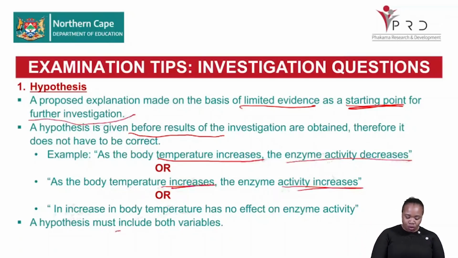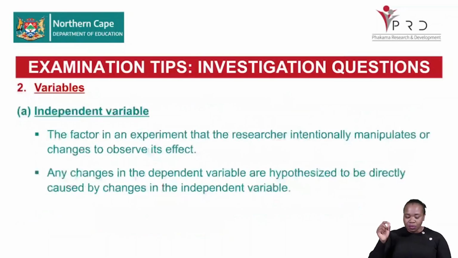Now, this hypothesis must include both variables. Where do you usually get your variables? As you read the information that you're provided with, you would be able to pick out that this is my independent variable, this is my dependent variable, which now takes us to the second part. We're looking at variables. We have 3 variables: independent, dependent, and the controlled variable. Now, the independent variable is the factor in an experiment that the researcher intentionally manipulates or changes to observe its effects. So the investigator would keep changing this independent variable so that they can see what happens to the dependent variable when the independent variable is changed.